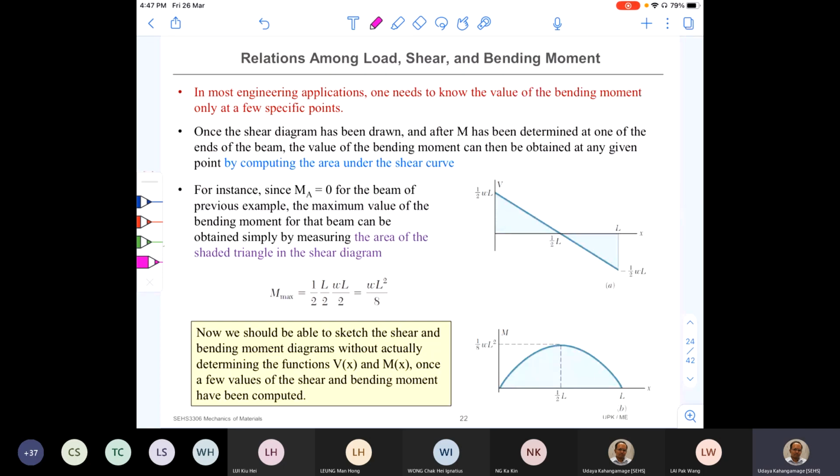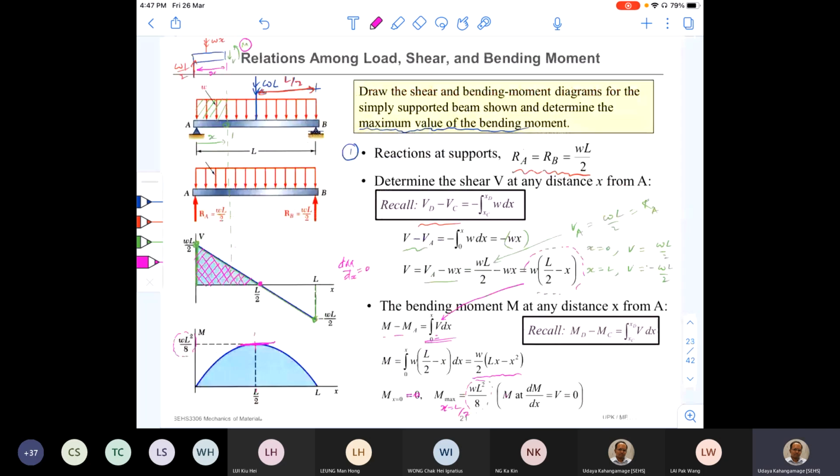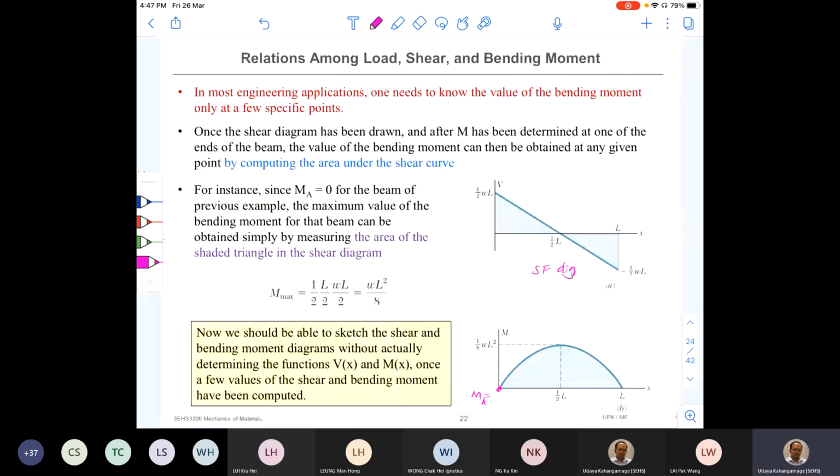So now the first one is the shear force diagram, SF diagram, that we have just drawn, right? Now if you know the bending moment at point A, this is MA. What is the bending moment there? Go back, it's a simply supported beam. Therefore, at point A, bending moment is 0, right? So we know that by practical understanding.